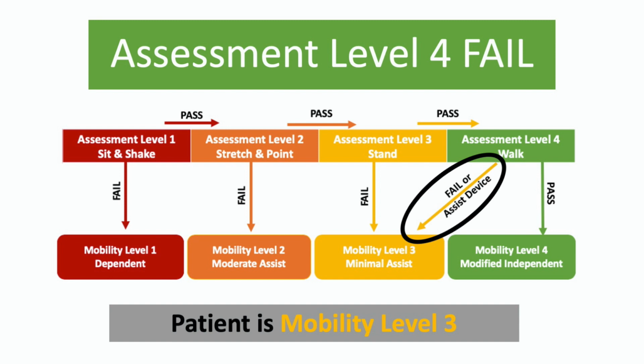However, when you get to assessment level 4, if the patient passes, he is mobility level 4. If they fail or are unable to complete the tasks, they back up to mobility level 3. The intention here is that when a patient is unable to demonstrate safe walking activity independently, we want to ensure that they have mobility assistance or mobility devices available to keep them safe from falling.